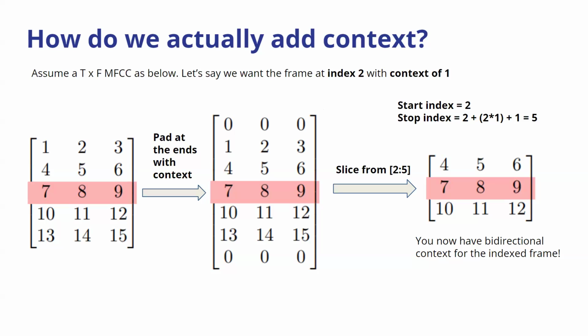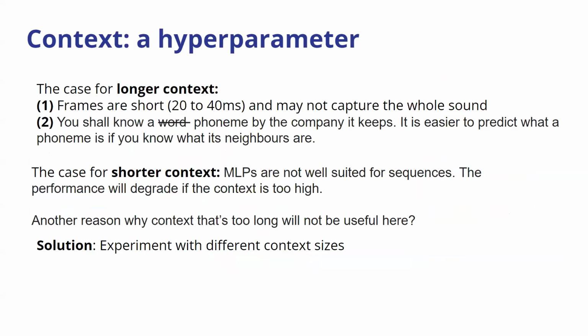If you have context that's way too long, you'll exceed the size of your MFCC. So you'll end up with a bunch of zero valued rows, which are not important, right? So if the context gets too long, you just add a bunch of zeros, and that's not meaningful context. So there's an optimal point. Too short is not good, too long is not good. So please experiment to find the optimal values. Any questions on context?